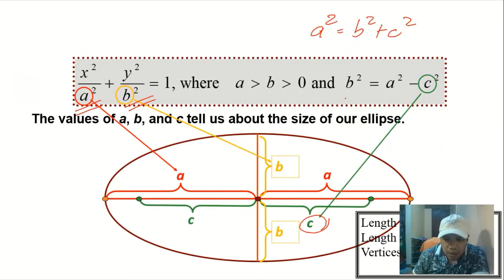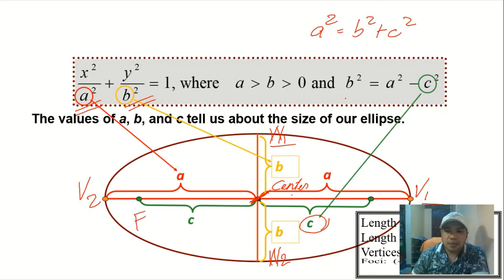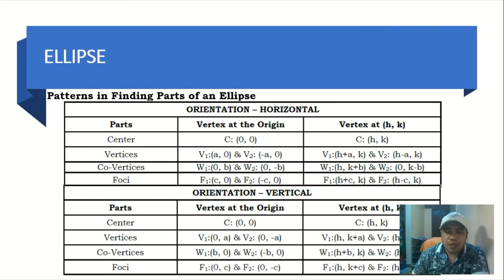So this is our center. This is the vertex 1. We can try to interchange that, vertex 2. Pareho lang naman. And also we have the covertex 1 and covertex 2. So we will be using V for the vertex, W for the covertex, C for the center, and F for the focus. So this is the pattern in finding the parts of an ellipse. Although we're not going to use it that much, since we can actually locate the parts based sa given data. So watch out for the second video of this topic. Thank you.